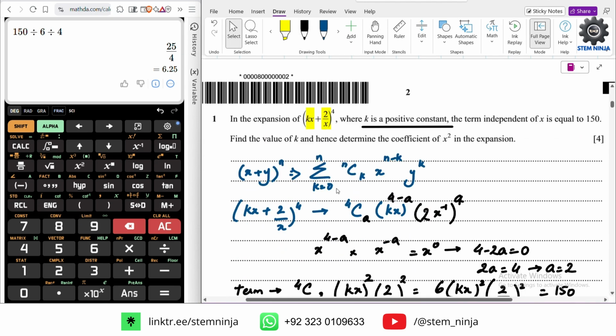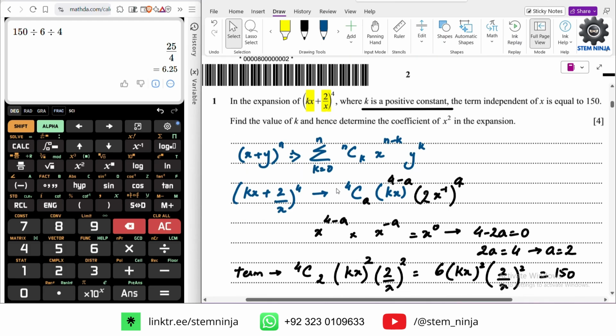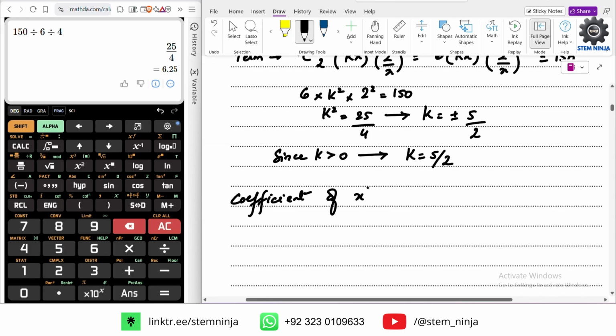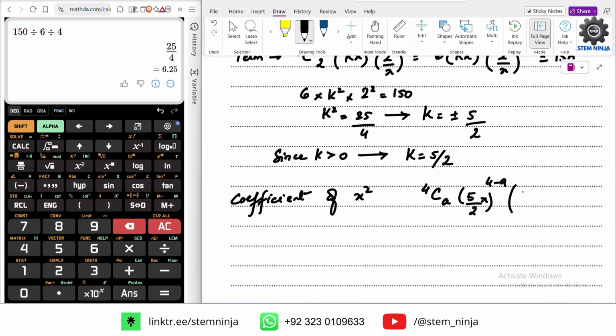Okay, alright. Determine the coefficient of x squared in the expansion. So for the coefficient of x squared, we basically need to see which term would actually get us x squared. Again, the general form is 4Ca, (5 over 2 x) raised to power 4 minus a, and the other one was (2 over x) raised to a.